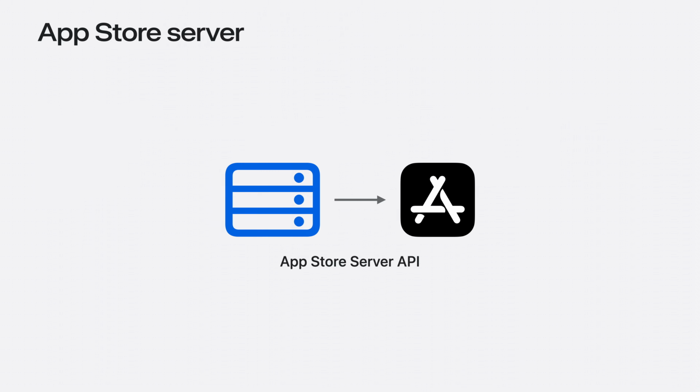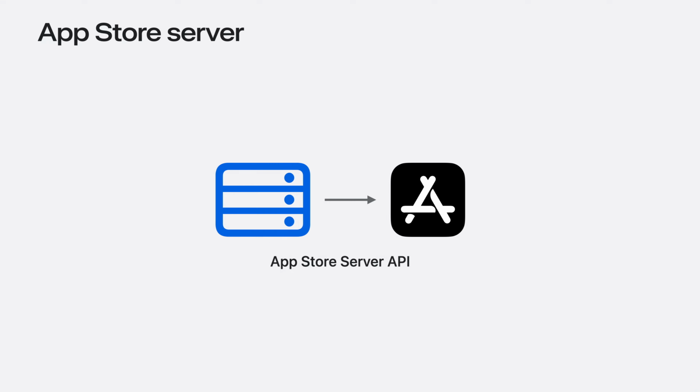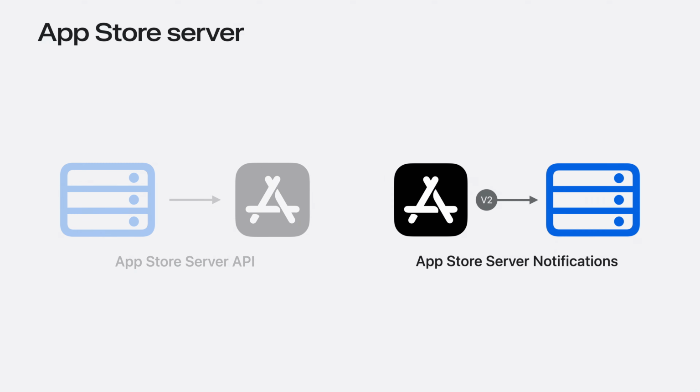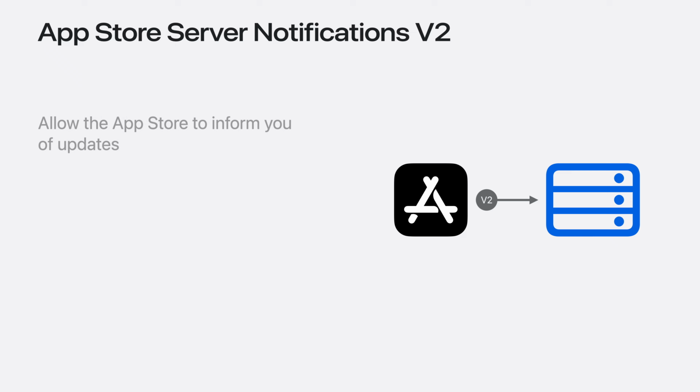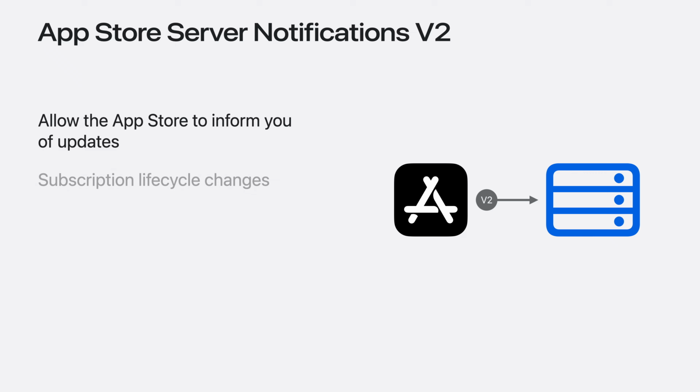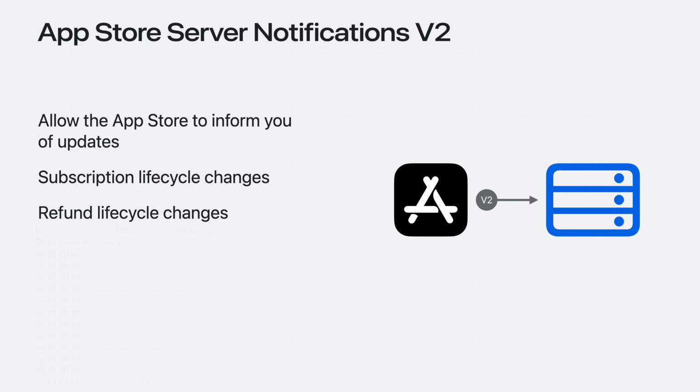Now that I've covered the endpoints available for you to call, the App Store Server notifications allow the App Store to call your server. App Store Server notifications allow the App Store to proactively inform your server of transaction updates. The App Store can inform your server of events like upgrades or renewals within the subscription lifecycle. Notifications also cover the refund lifecycle, such as letting you know when a refund has occurred.